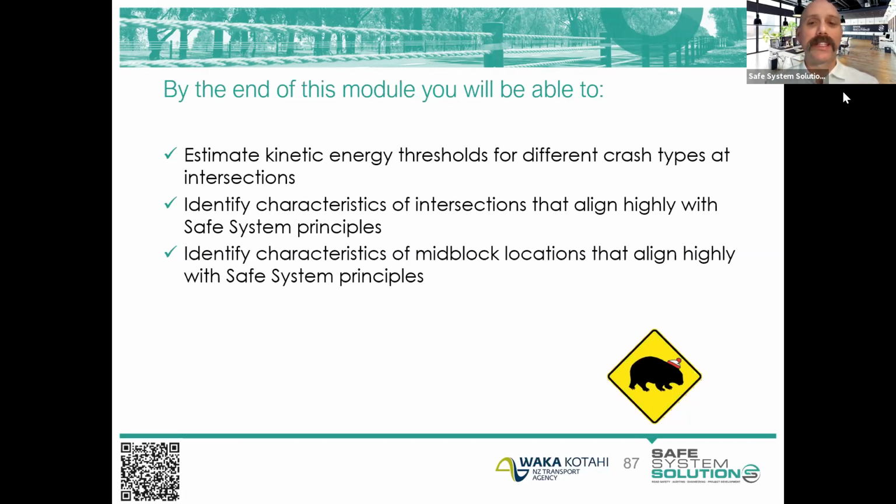Characteristics of intersections that align highly with safe system principles, and I suppose by default, things that don't align as highly with safe system principles. And characteristics of mid-block sections that align highly with safe system principles. A mid-block being just any point between intersections, and that can be for all different road users. But this session we will probably have a little more focus on passenger vehicles, because the next module is very focused on pedestrians, cyclists and motorcyclists.